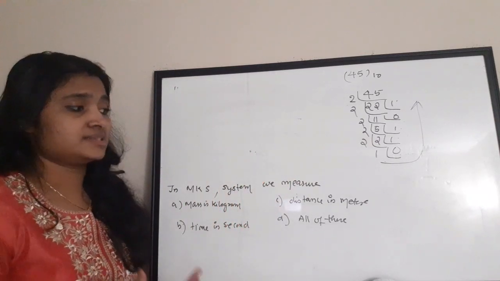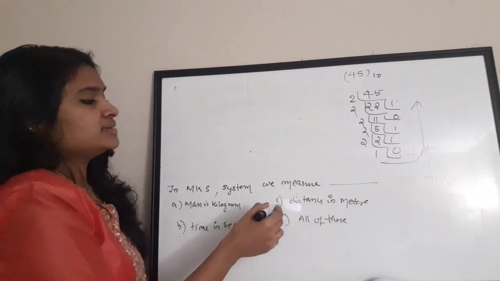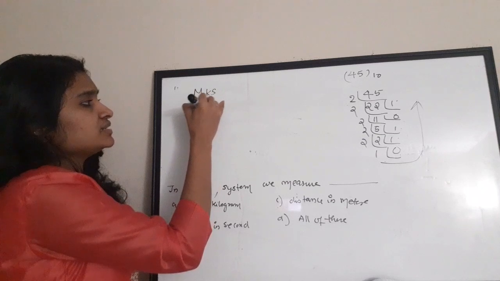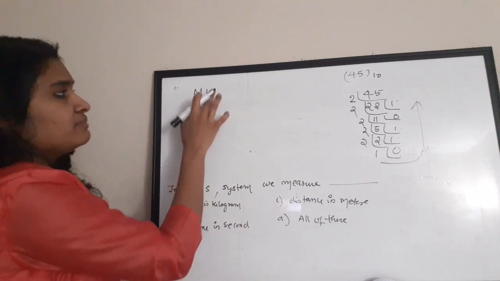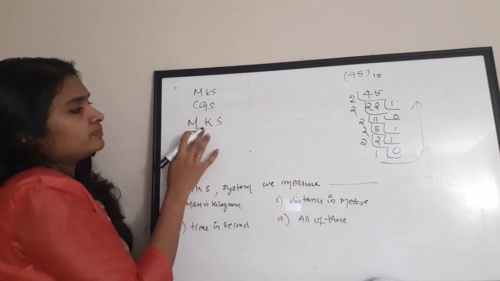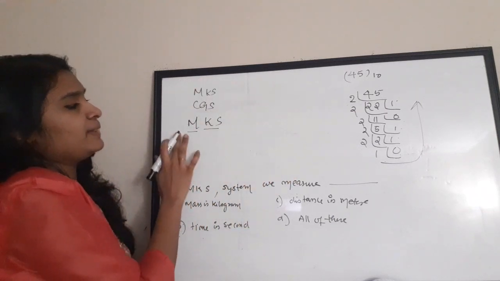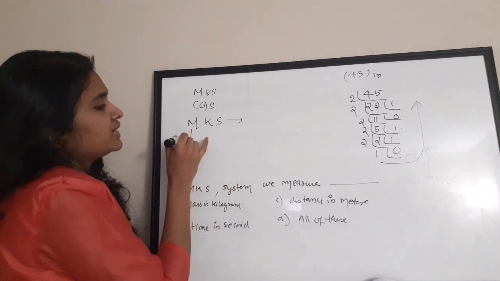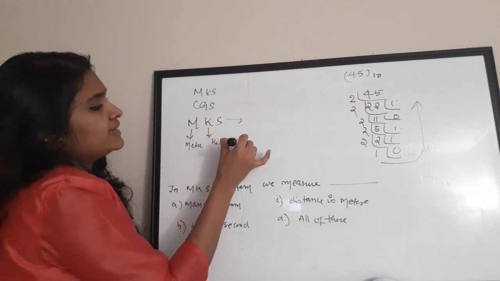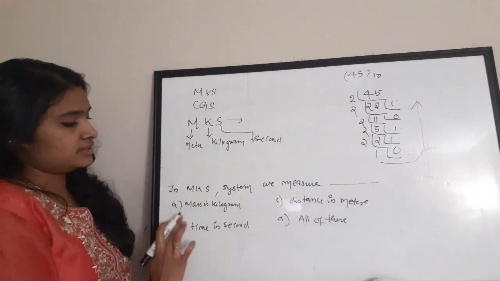In MKS system, we measure dash. A, mass in kilogram. B, time in second. C, distance in meter. So this is actually a measuring unit. There is MKS and also CGS and various other types. The two important ones are MKS and CGS. What is MKS? In MKS system, M is meter, K is kilogram, S is second. So meter, kilogram, second.